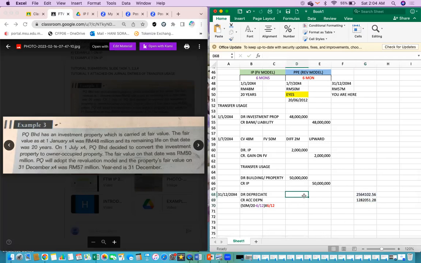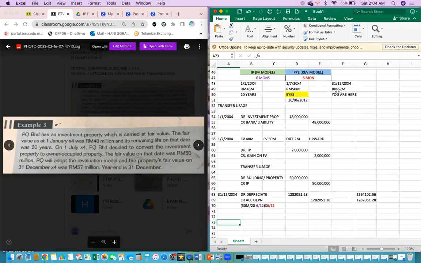Okay, so that's the value. So you're going to take this amount. Okay, so done. 31st December, depreciation done. Now you're going to move to the next part.